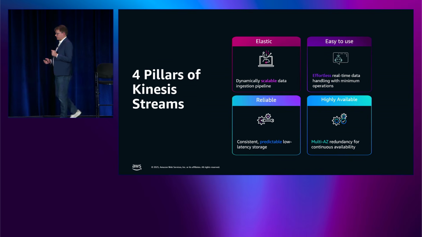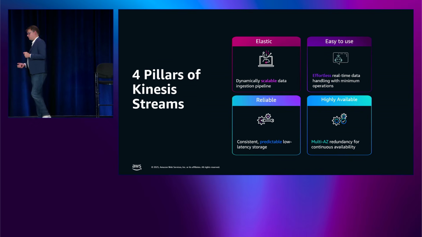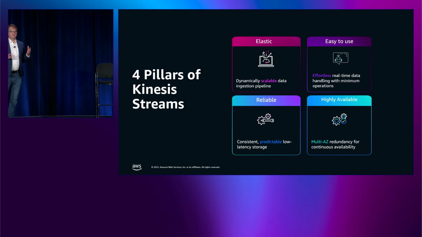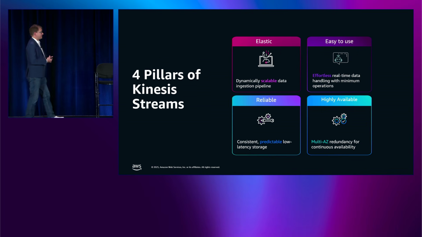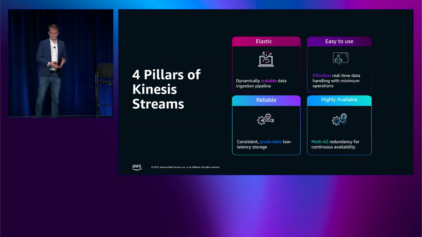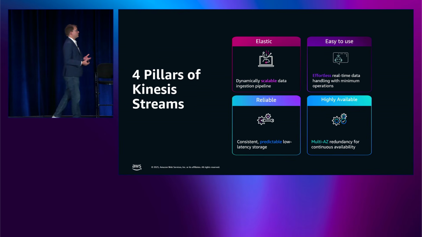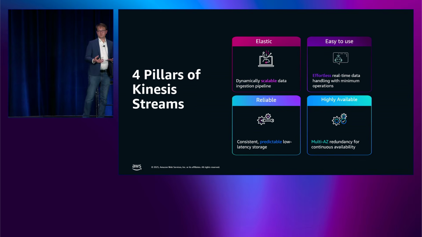So Kinesis Data Streams is what we call a foundational AWS service. And this foundation is underpinned by 4 pillars. So firstly, Kinesis Data Streams is elastic, meaning that it will automatically scale up and down as your load necessitates. It's easy to use, which is honestly one of the greatest parts of Kinesis Data Streams.